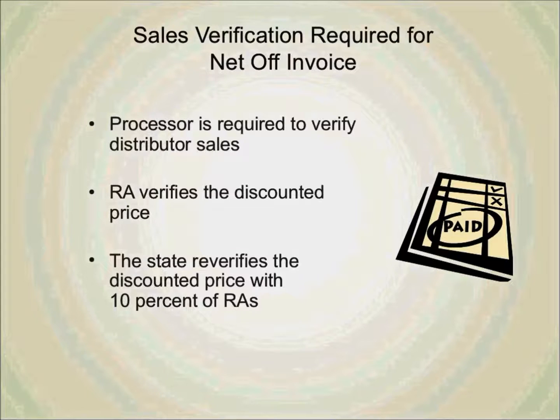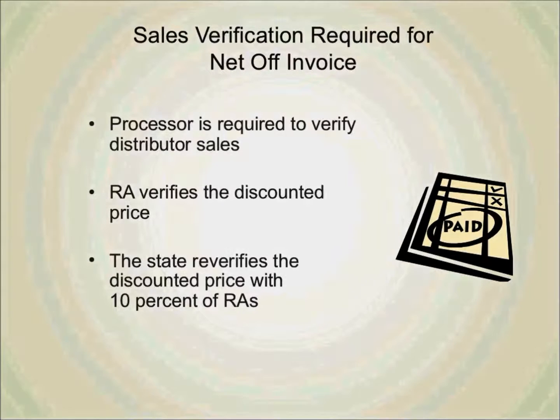With NOI, since the processor is not the one directly providing the USDA Foods discount to the RA, the processor is required to verify that the distributor invoiced only RAs participating in the food distribution program and at the discounted net price. This is done when the processor sends a summary to each RA to verify they were invoiced by the distributor at the discounted price. This is done twice a school year, after the July through December and the January through June sales periods. Some processors use their online reporting system for their sales verification, such as K-12 or ProcessorLink.